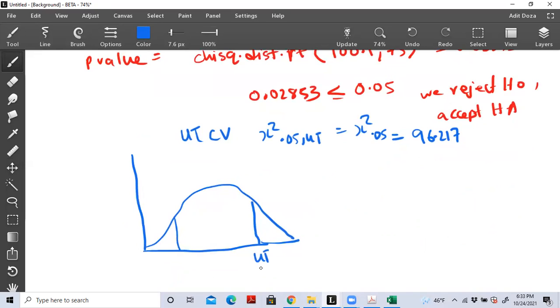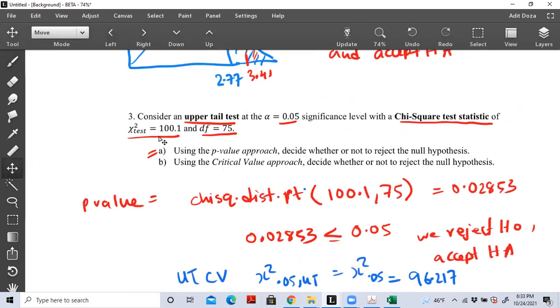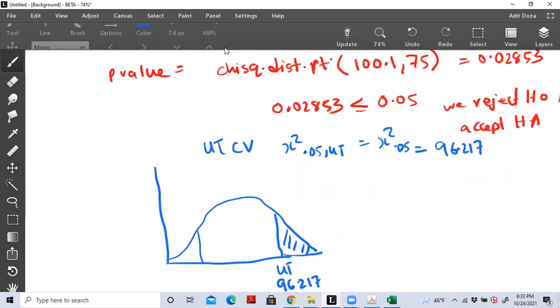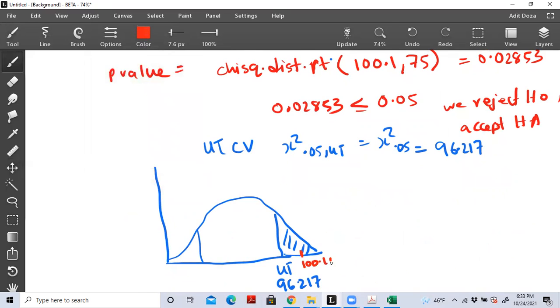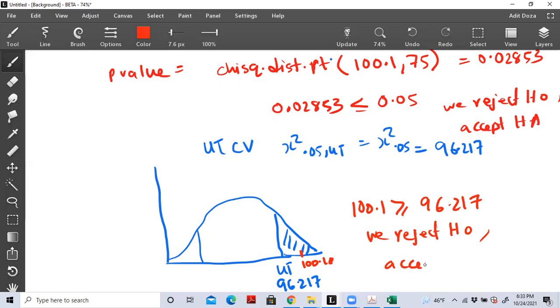So that is the critical value, 96.217, and this is the rejection area. And in our question, what was the chi-square? 100.1. So 100.1, of course, falls here, right? 100.1, because 100, not 1, just 100.1. 100.1 is greater than or equal to 96.217. So we reject H naught. That means accept HA. Okay. So pretty much that's it.